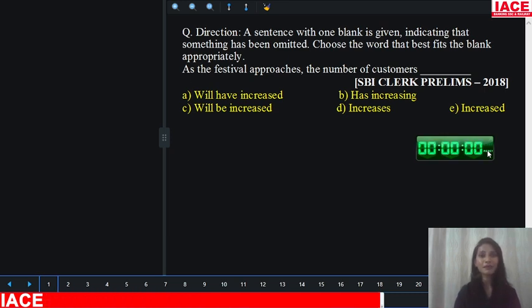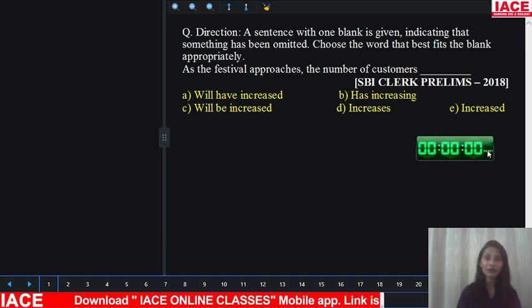Well, your time is up. Here, a sentence is given with a blank in it. You have to fill the blank from the given options. Let's see what is the sentence. As the festival approaches, the number of customers dash.